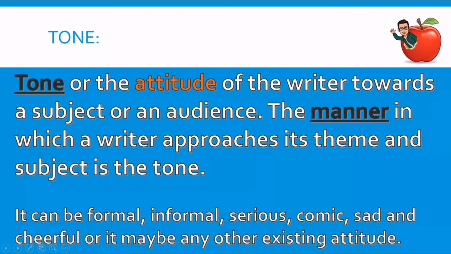So meaning to say, if there is a tone in a composition, it is the attitude. We can see it in the writing because of the words used in a composition, whether it is a story or a poem or any other literary piece. It depends on the words used by the author. So the tone is the attitude, the manner in which the writer approaches its theme and subject. The tone can be formal. Formal is the tone of your composition.